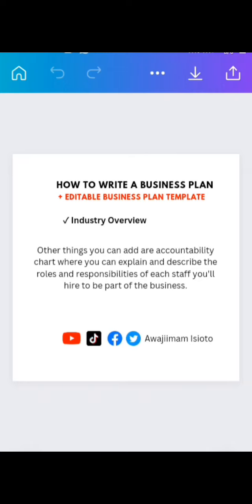Okay, so it also involves things like your accountability charts. When we say accountability chart, we're talking about what are the roles. When you hire people, what are the roles? Do you have the CEO? Do you have the designers? Do you have the photographers? Do you have someone who will be doing the admin, the accountant? What are their responsibilities? That is where you have to just briefly summarize all of these things. And all what I've just said now is contained in the industry overview section of your business plan.